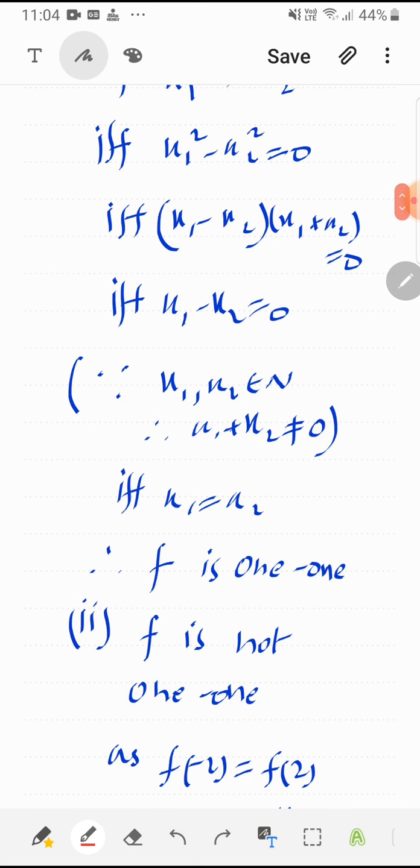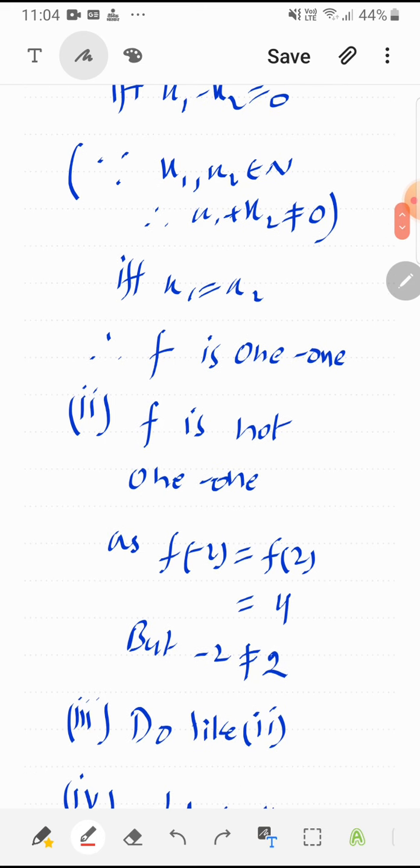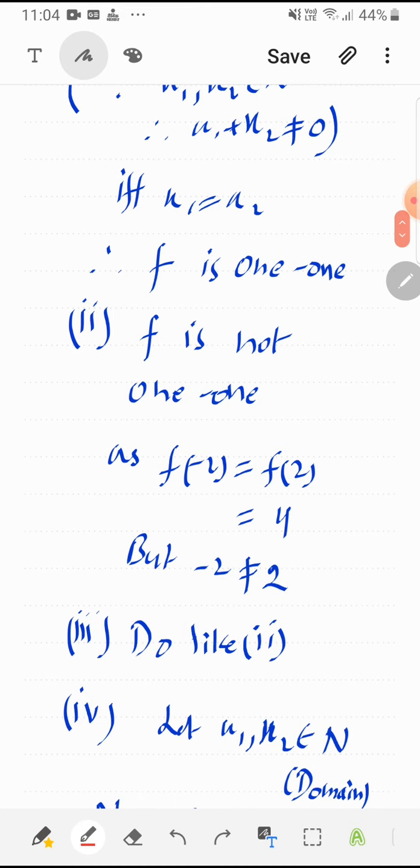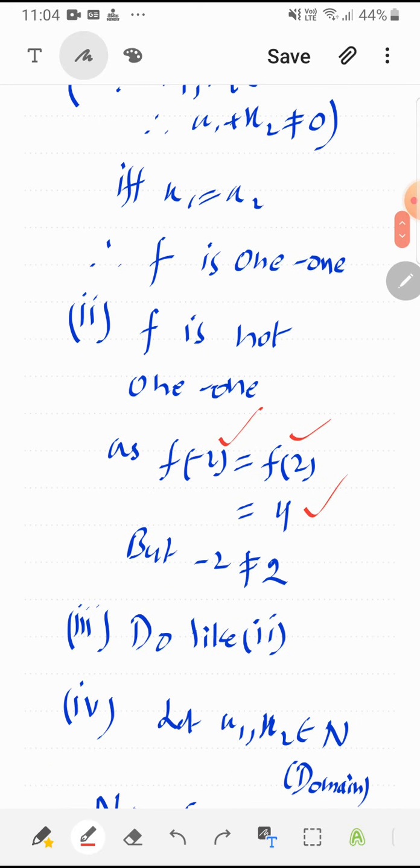In the second case, it is changed to Z and Z, so it is now from Z to Z. Now it is not one-one because we have got the example f of minus 2 is equal to f of 2 is equal to 4, but minus 2 is not equal to 2. This is a way to write when the function is not one-one. And in the third question only R to R is changed, and the example which we used in the second part can be used in the third part also, because these are two real numbers also. So that is why it is not one-one and you can do it like part number 2.